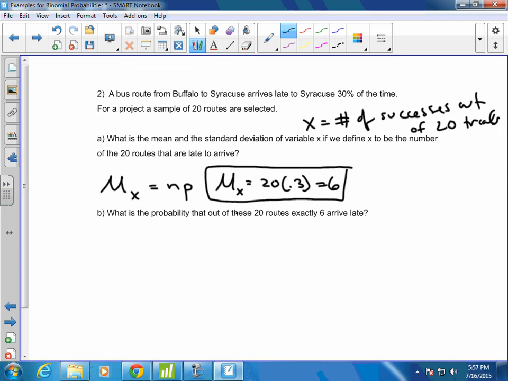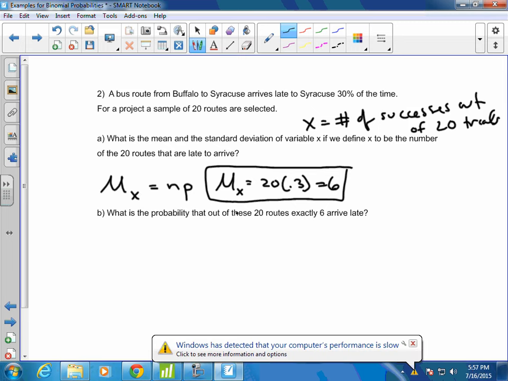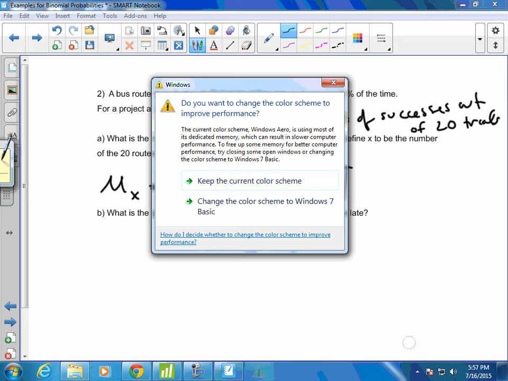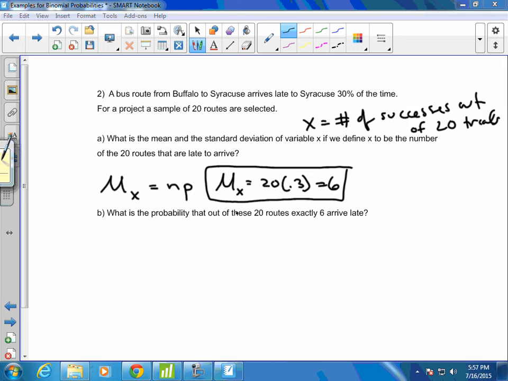Basically, that means we expect about 6 of the routes to be late out of the 20, because if you keep observing 20 routes over and over again, in the long run you're going to get an average of 6 of those routes to be late. Now the formula for the standard deviation: the standard deviation of the variable x is equal to the square root of n times p times 1 minus p. And again, that's also in the book.